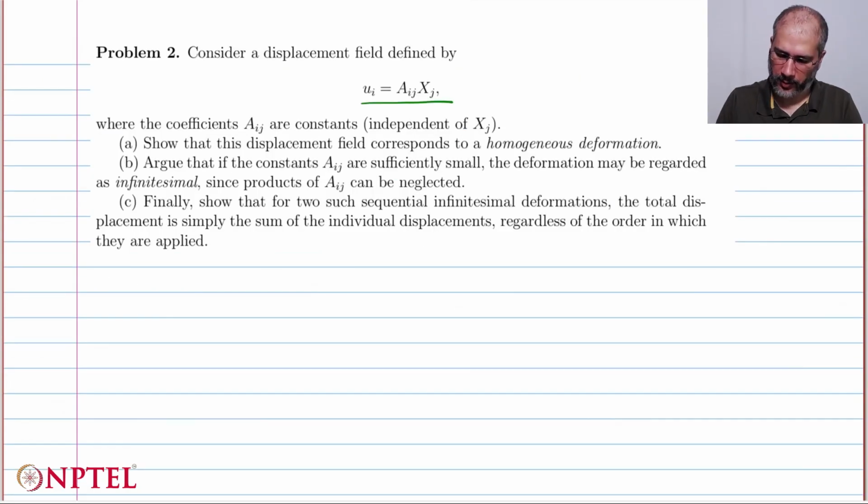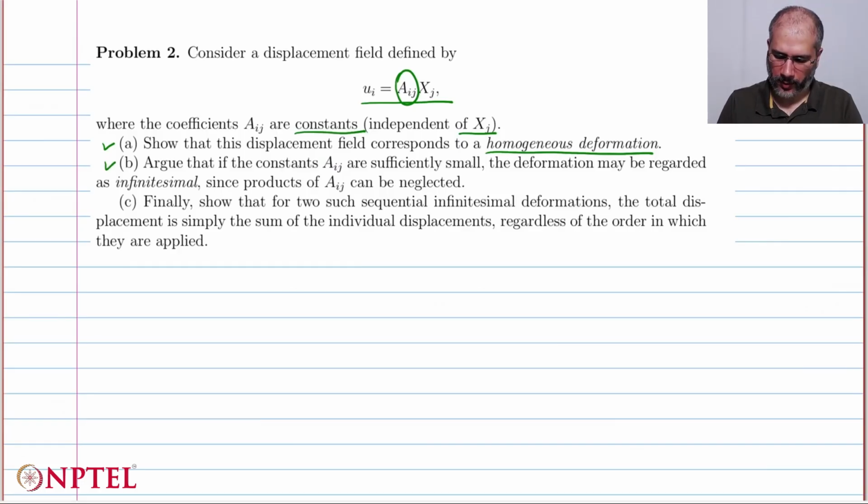This displacement field is given to us, where these coefficients are constants, that is, they're independent of the material coordinates. So what we have to show in the problem is, first, that this displacement field corresponds to a homogeneous deformation. That is, at different points in the body, the deformation is all the same.